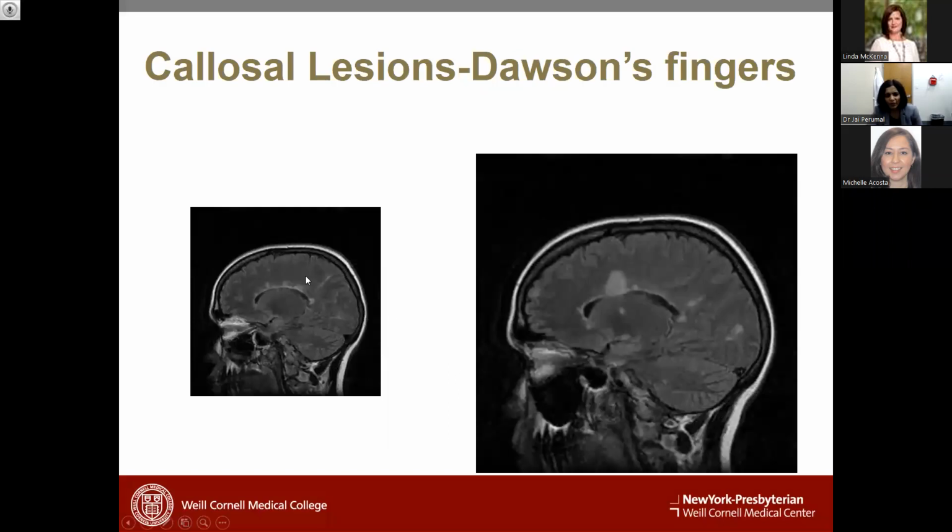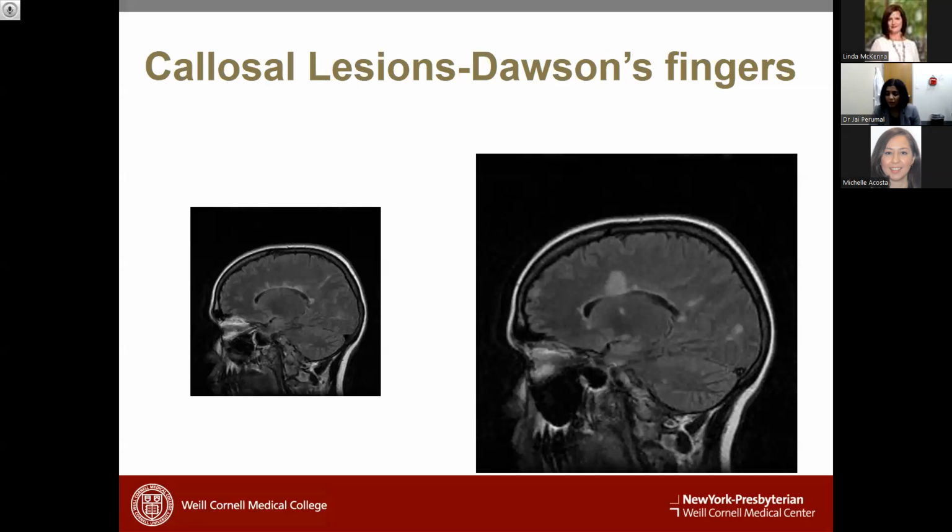Same thing if you look at the corpus callosum, because it is the largest tract of white matter, so obviously MS lesions are going to be seen prominently there. And when you look at lesions on a sagittal cut, it looks like they are fingers sticking up from the surface. That is because the veins in the corpus callosum are aligned that way. So the lesions also tend to look like they are sticking up. So they're called Dawson's fingers.